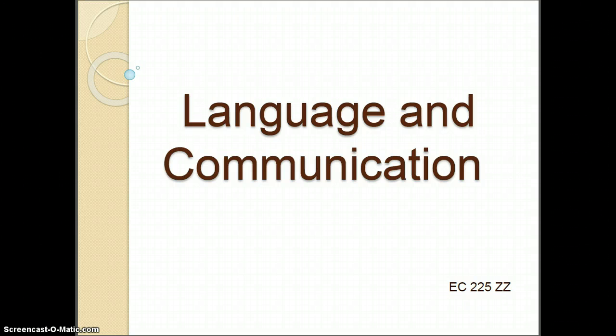We're going to be talking about a couple of different things today. First, we're going to talk about how language development and language deficits are related to the diagnosis of autism. Then we're going to talk about a few of the different areas of language development and communication skills that are impacted for those who are on the autism spectrum.